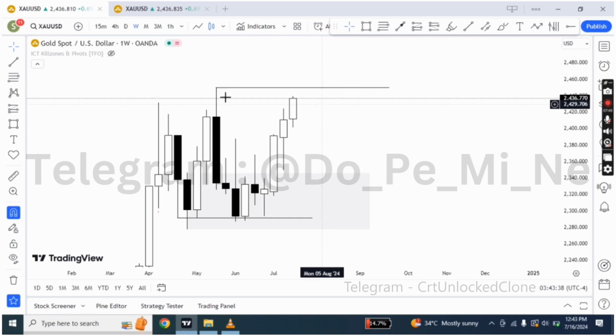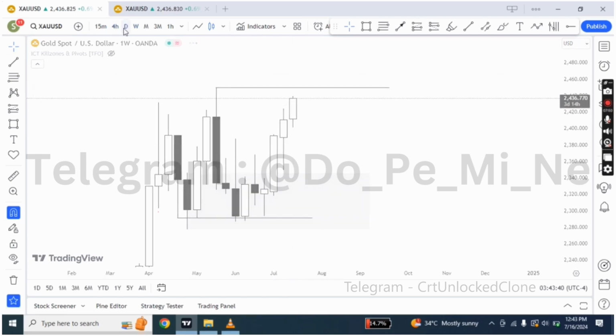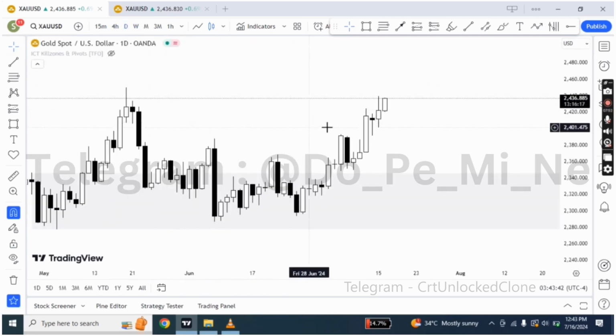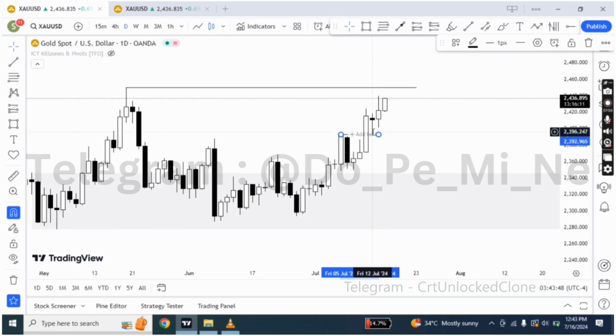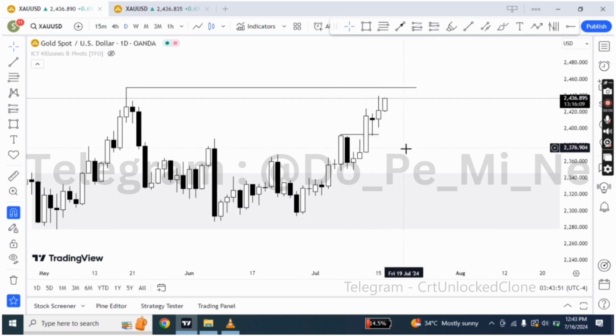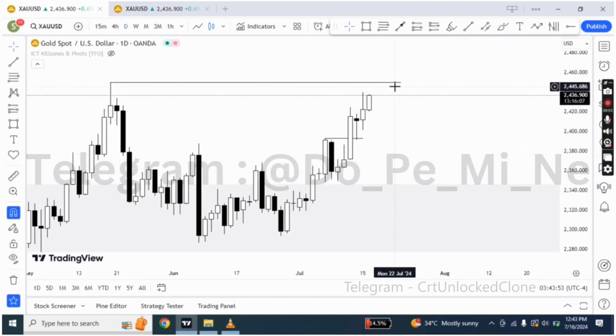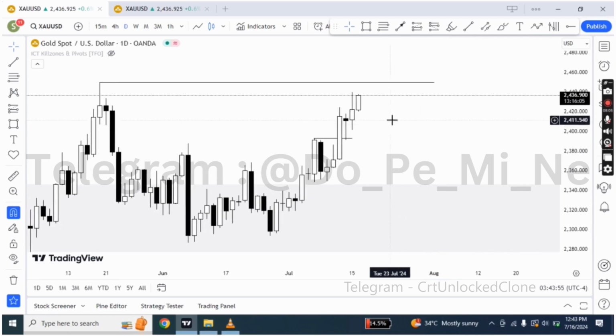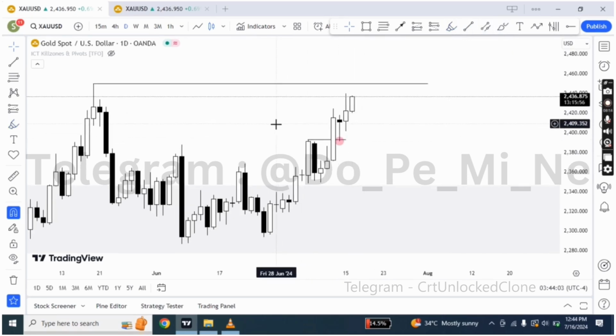Now going down to the daily time frame, we can see that last week's candle closed just below this high, and on Friday we had this candle right here which tested this high right here and filled liquidity. So now we don't have any unfilled liquidity below us, right? We only have liquidity above in the form of this high right here, which implies that price is going to be drawn higher, right?